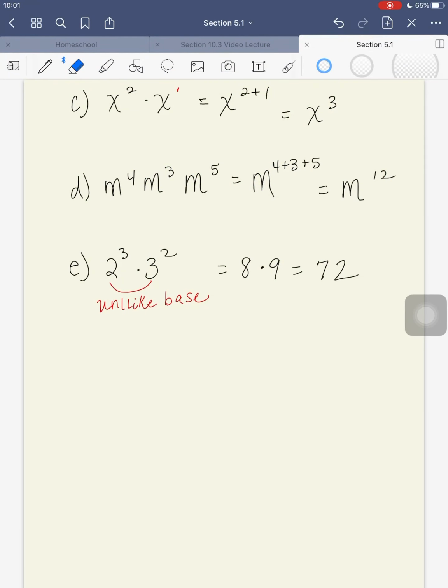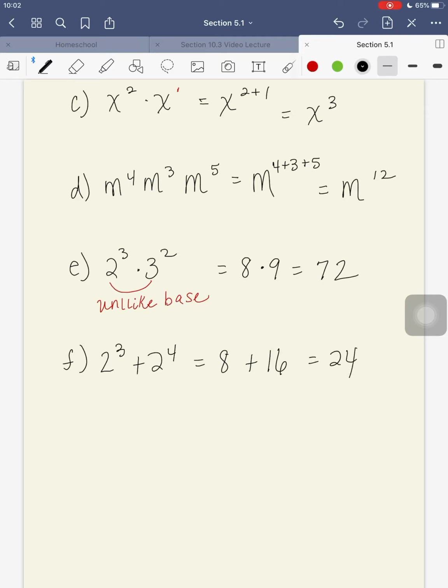All right, part F. You have 2 to the third plus 2 to the fourth. This is a sum and not a product, so the product rule does not apply. So again, you would evaluate these individually. 2 to the third is 8, 2 to the fourth is 16, and 8 plus 16 is 24.